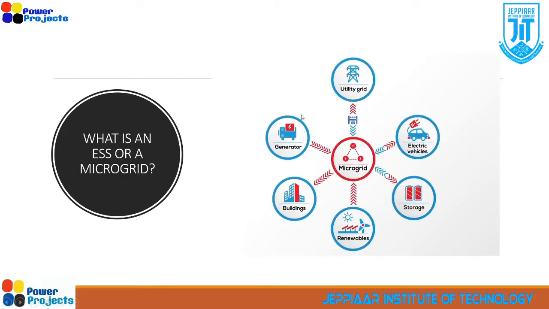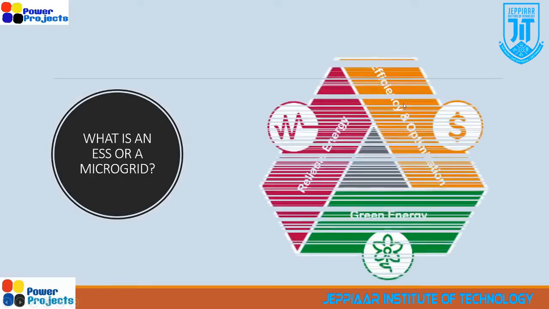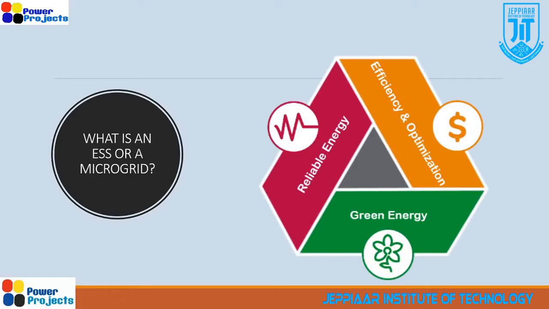This essentially should have some sources that could be even a diesel generator or gas turbines, loads from commercial buildings or industries, and renewables. Essentially it has storage, and it has control and automation to optimize the system. So this can offer reliable energy, efficiency and optimization, and it is green.